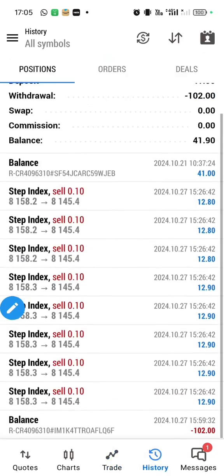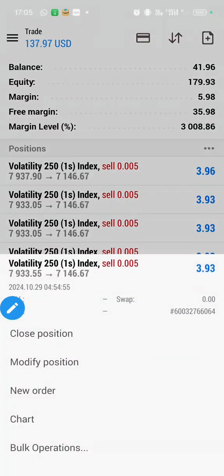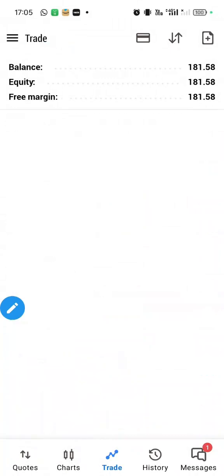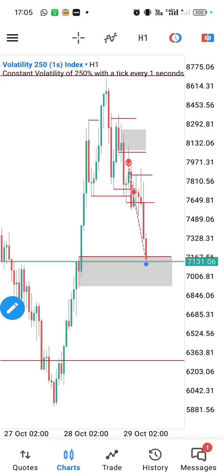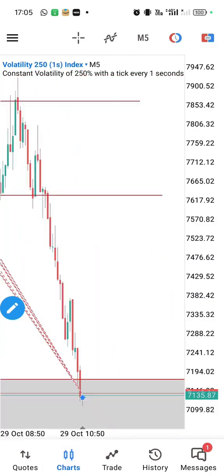I think around this time I had 140 USD in profits from 40 USD. That's a good amount of profit. So I decided to close right there, from 40 USD to 180 USD. That's some good profits. Now you can see right there that we ended up cashing out.